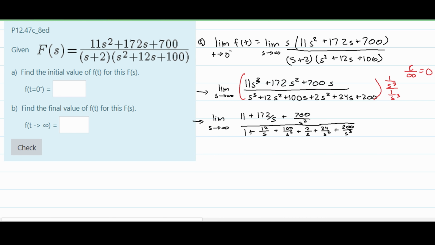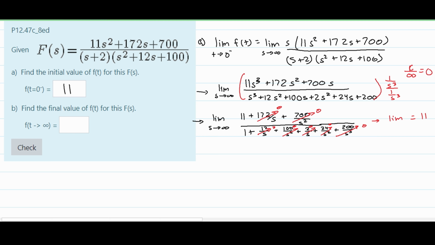And from this rule, if we have a constant over infinity, it equals 0. This is going to become a 0. This will become a 0. This is a 0. This is a 0. This, as well as this, and lastly, this are all 0. So that means the limit here is equal to 11 over 1, which is just 11. So the answer for part A is 11.